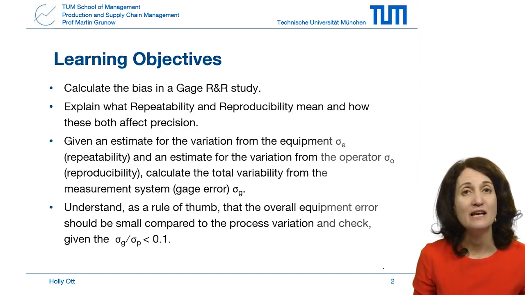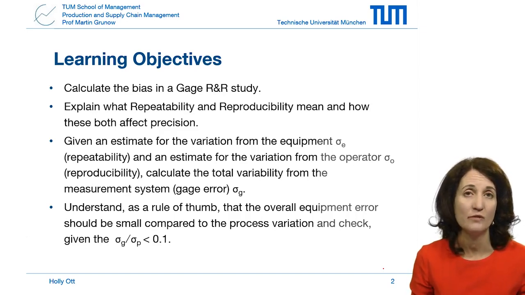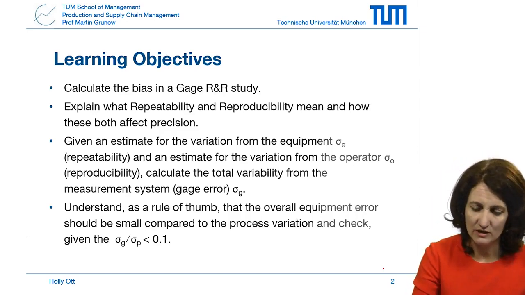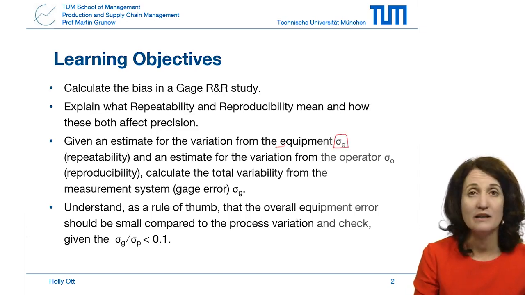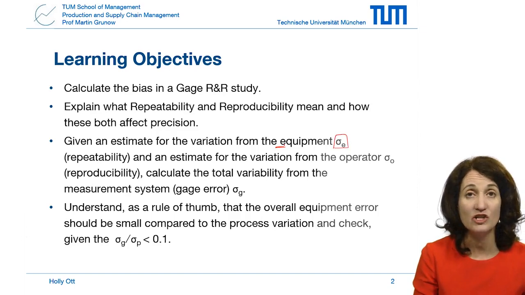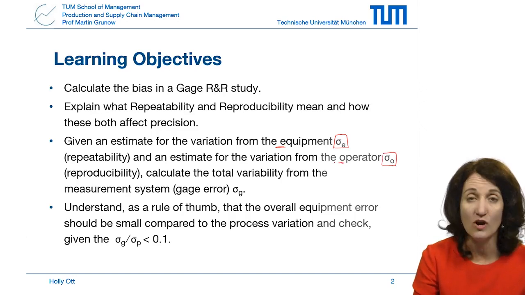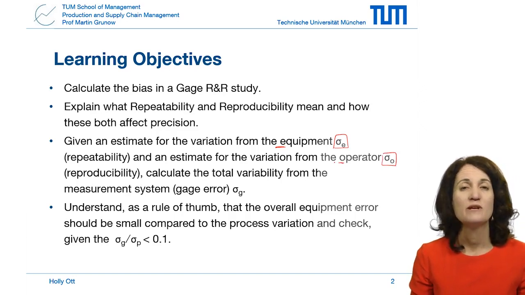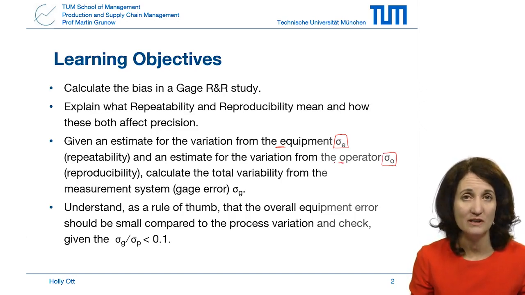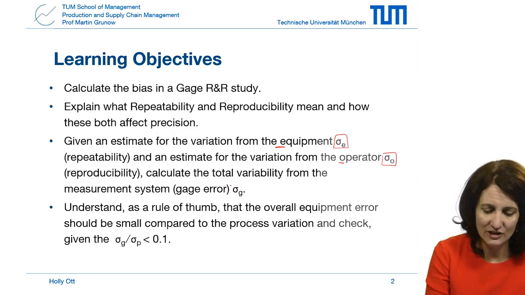And then given an estimate for the variation from the equipment, we're calling that here sigma E, where E is for equipment, and an estimation for the variation due to the operators, which we're calling sigma O, where O is for operator, we want to be able to calculate the total variability from the measurement system, which is the gauge error, or sigma G.